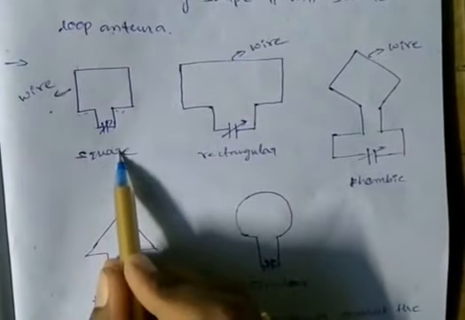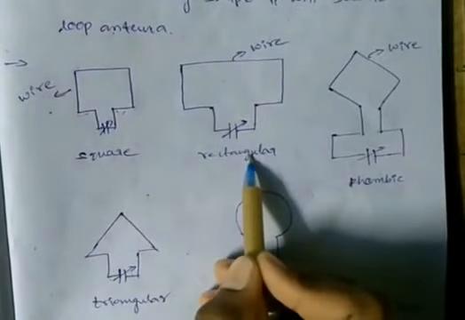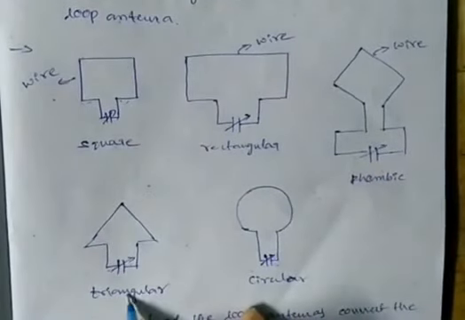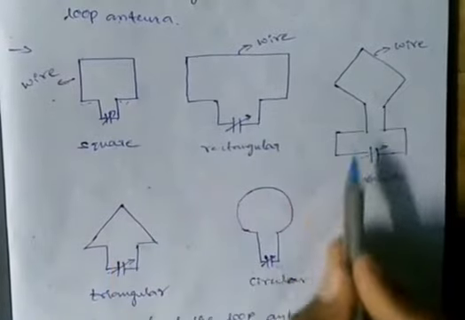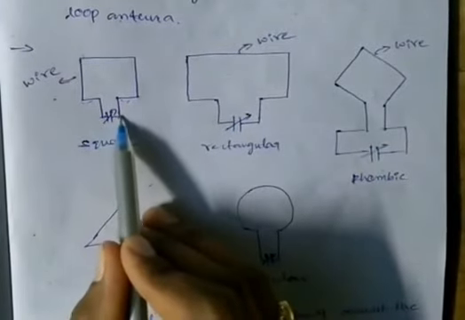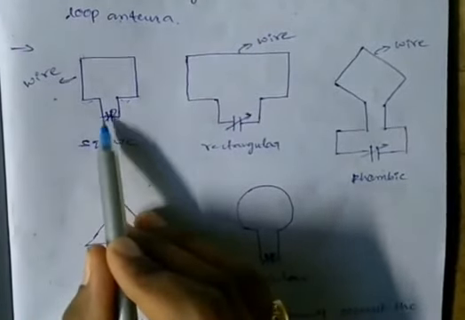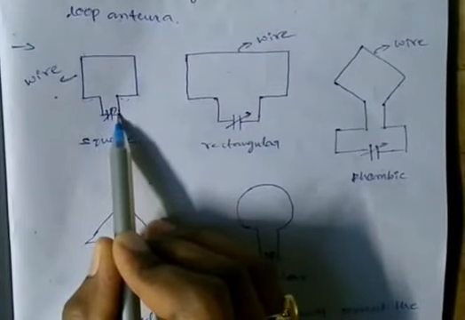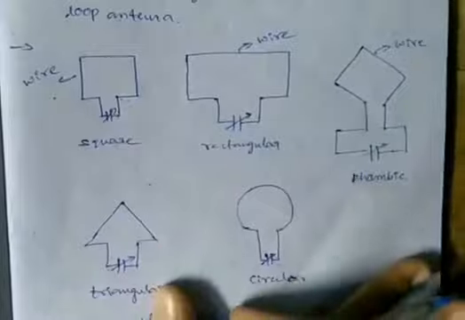This one is a square type loop antenna, rectangular type loop antenna, rhombic type loop antenna, triangular loop antenna and circular loop antenna. And in all these loop antennas we have two end terminals. At these two end terminals, we connect the coaxial cable for feeding purpose.